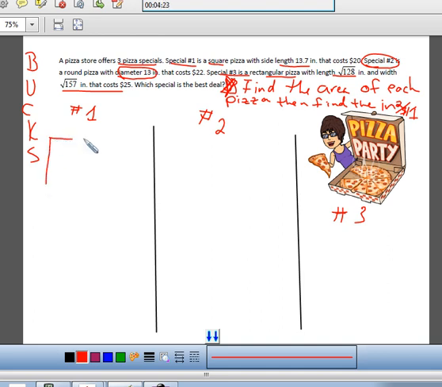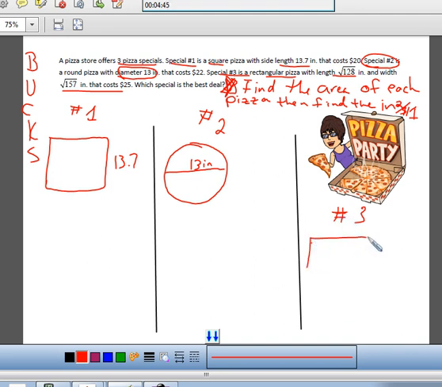Alright, so I'm going to draw a picture of a square, and it doesn't have to be perfect. And the side is 13.7. Then I've got a circle. That's a pretty decent one, with a diameter of 13 inches. And special 3 is going to be my rectangle. And this is square root of 128 and the square root of 157.